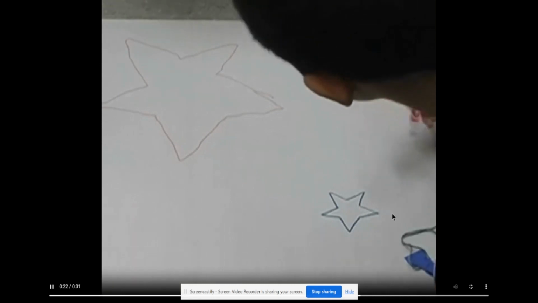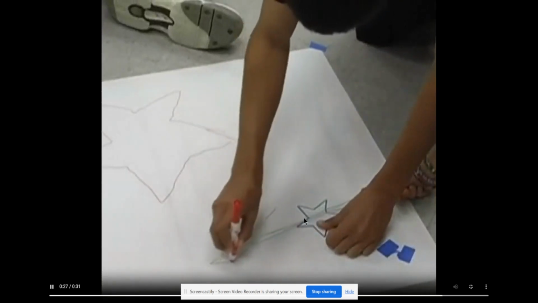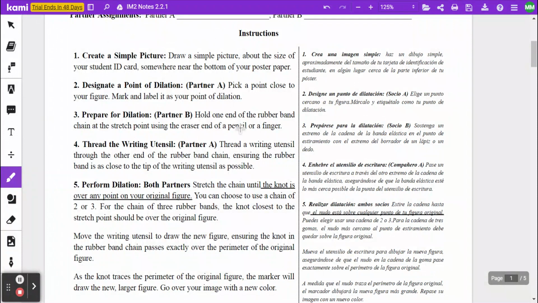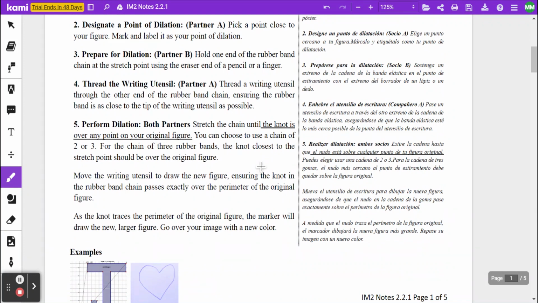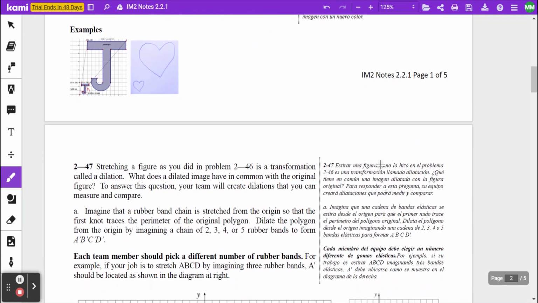The way that the student is doing it is they're putting the knot where the rubber bands meet along the lines of the original star, and as they stretch that, they create a dilation of the image. Okay, thanks for following along. Let's keep going with the lesson. And we're back. What you just saw was a video that created a simple picture, designated a point of dilation, prepared for dilation by getting the rubber bands going, put the writing utensil in, and perform that dilation. And then here are some examples of results. Let's continue on with the lesson.